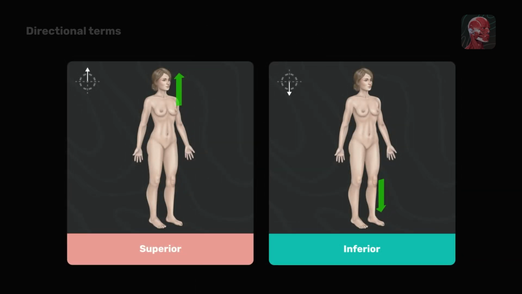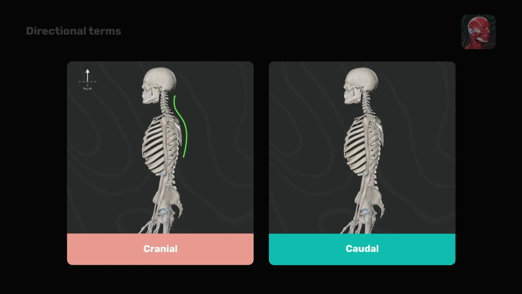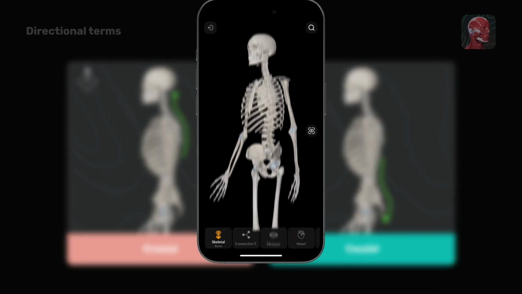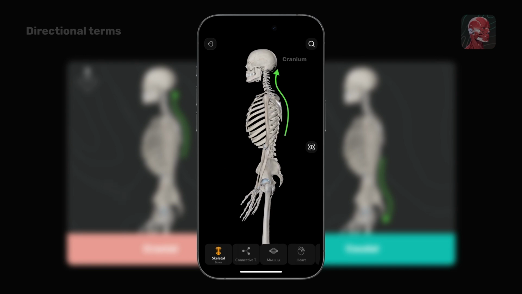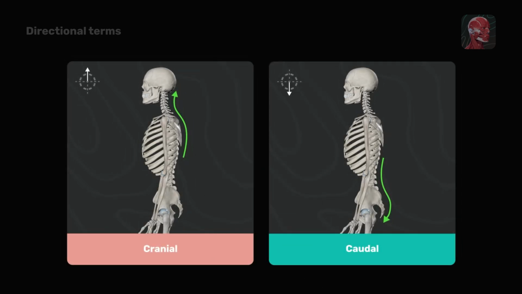You may also encounter the terms cranial and caudal. These are almost the same as superior and inferior. The closer a structure is to the skull, the more cranial it is called, derived from Latin cranium. And the closer it is to the tail, the more caudal it is referred to, derived from Latin cauda. These terms are often used to describe embryonic structures.